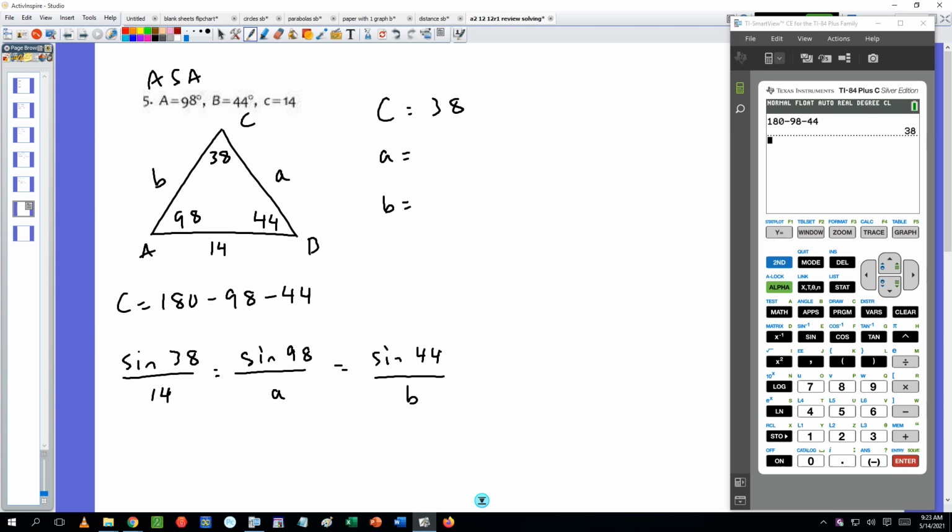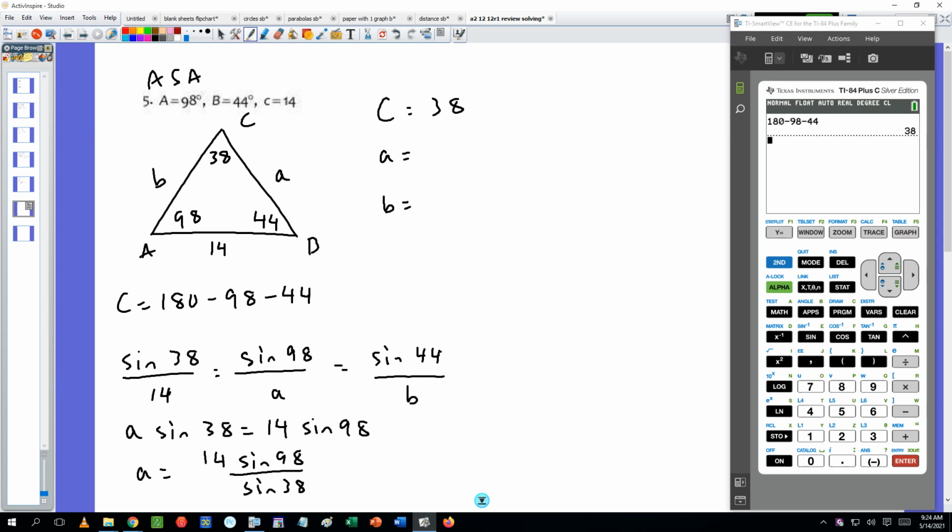Okay, I'm going to cross multiply the first two fractions, and then I'll cross multiply the first one with the last one. So sine of 38 over 14 in the second fraction. I'm going to cross multiply the A up. I get A sine 38 is equal to 14 sine 98. And I'll divide that sine of 38 away. So I'll have 14 sine 98. And I always say I'm stacking the signs.